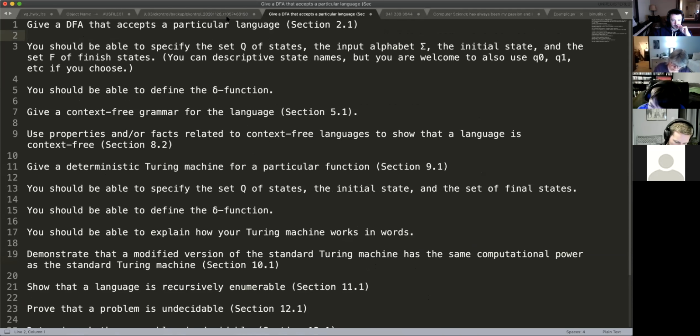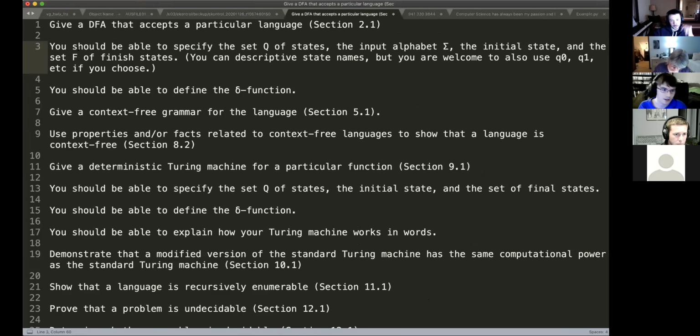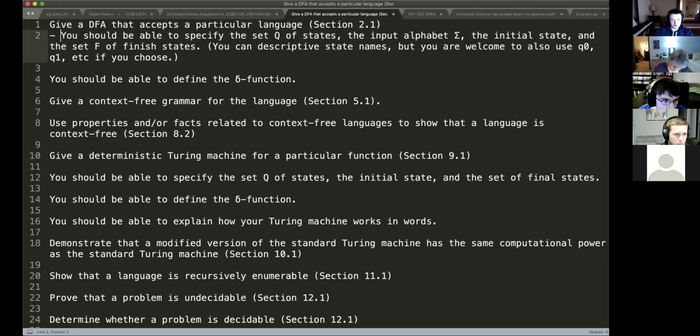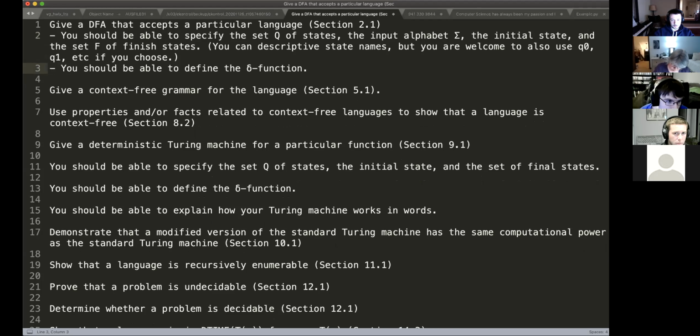So give a DFA that accepts a particular language. That's pretty easy, right? That's what we did. Yeah. So we should all be good with that. You should be able to specify the set of Q states, the input alphabet, the initial state, and the set of final states. You can use descriptive state names, but you're welcome to use Q0. Oh, that's the instruction. That's a part of it for the DFA. Yeah. Beautiful. Okay. You should be able to define the next one. Yep. It's actually not bad. Actually, this study guide, if she's going to just follow it to the letter, it's not going to be too bad. Maybe. All right, give a context-free grammar for the language.